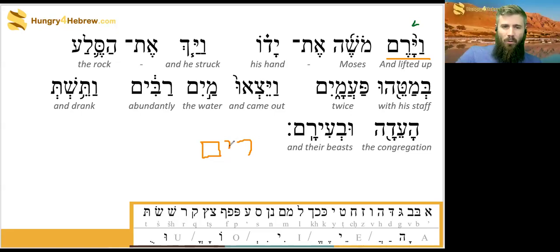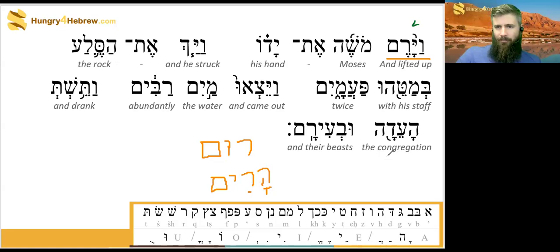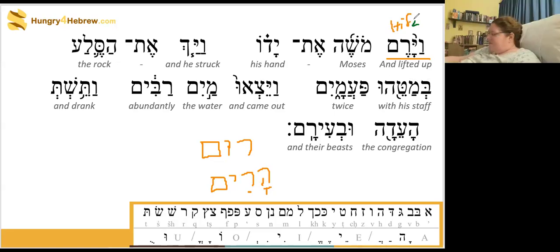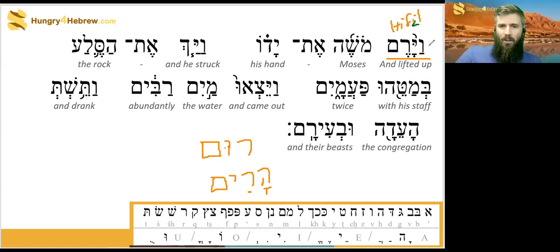So we're taking room, which is to be high or exalted, and we're putting it into the Hefeel, and we get Harim. To cause something to be high or lifted up. Or excuse me, to cause something to be high up. So it means he lifted it. Hefil of Resh Vav Mem. Rum. He caused to be high up. He lifted up. Moshe did. Et Yado. His hand. Vayach.